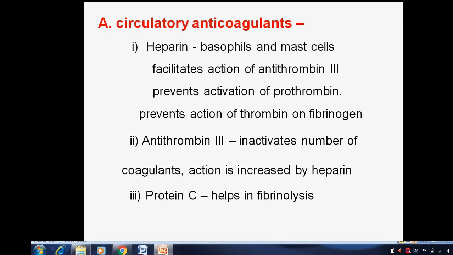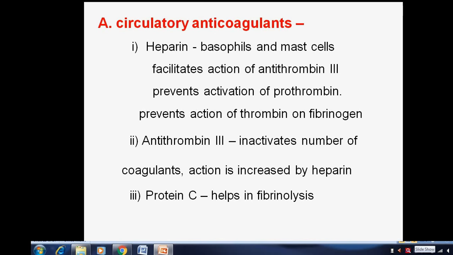When you see this heparin, basophils and mast cells facilitate the action of antithrombin 3, and prevent activation of prothrombin. It prevents the action of thrombin on fibrinogen. When you see another factor, that is antithrombin 3, it inactivates a number of coagulants. Its action is increased by heparin, while protein C helps in fibrinolysis.